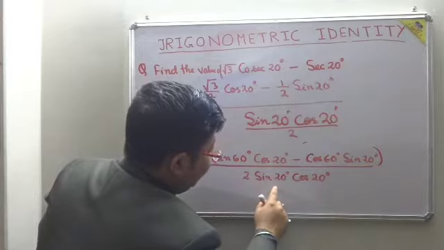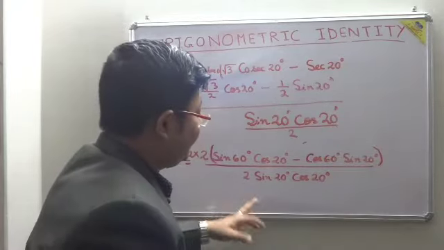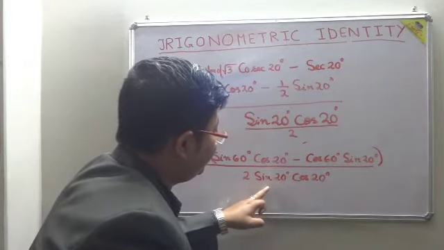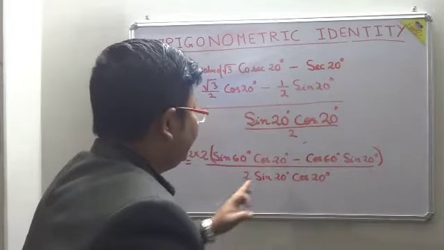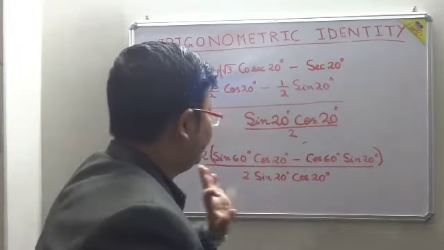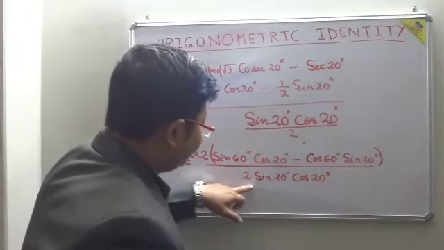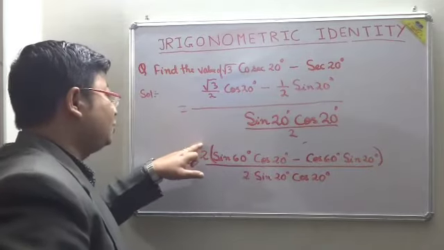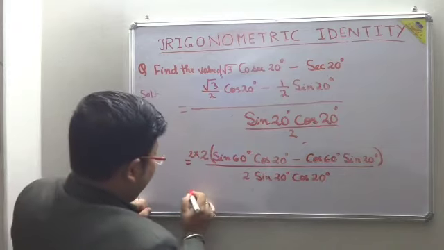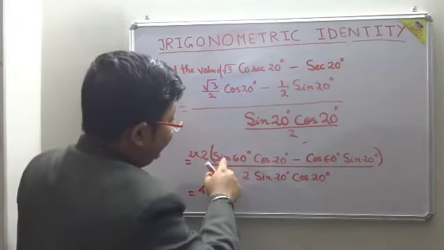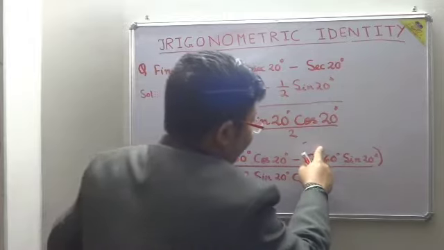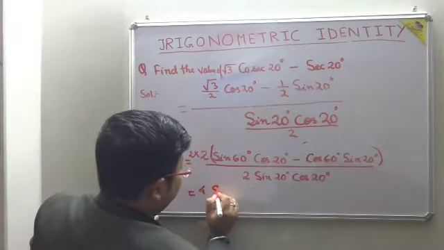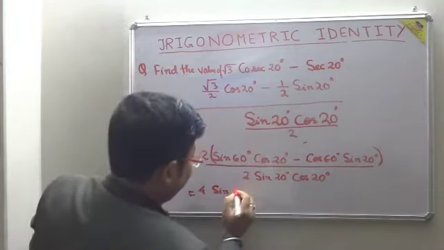So what was our formula? 2 sin A cos A means sin twice A. Here A is the angle 20 degree, so sin twice A means sin 40 degree. In order to use this formula, I have multiplied by 2. Since in the denominator I have multiplied by 2, in the numerator also I will multiply by 2. So I can write 4, and sin A cos B minus cos A sin B is sin A minus B, so that is sin 40 degree.